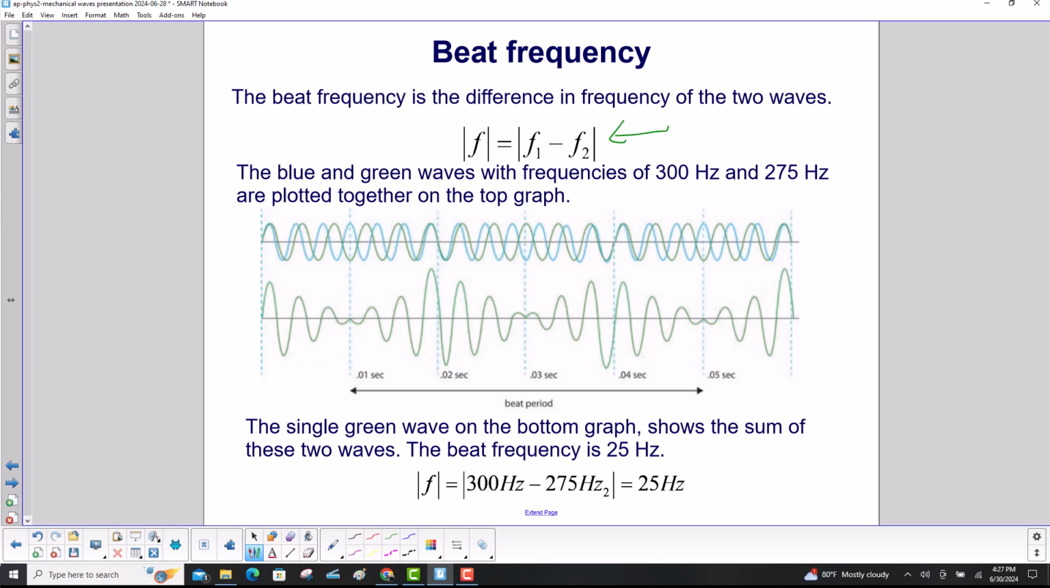The blue and green waves, over here, with frequencies of 300 Hz and 275 Hz are plotted together on the top graph. The single green wave on the bottom graph shows the sum of these two waves. The beat frequency is 25 Hz, 300 Hz minus 275 Hz.